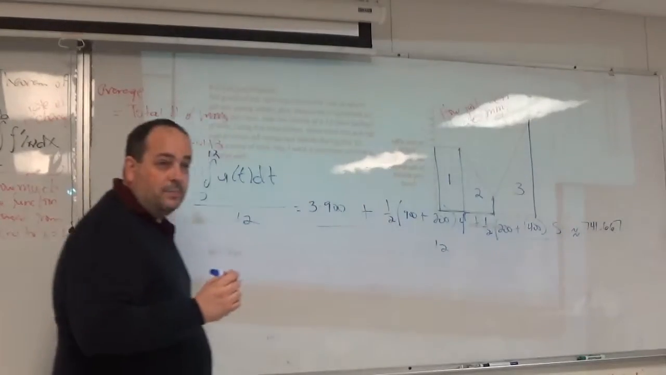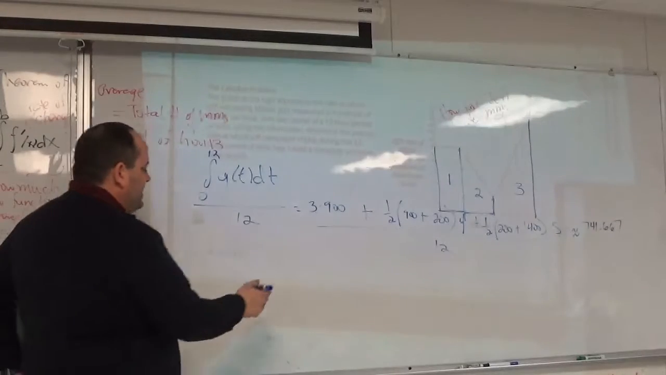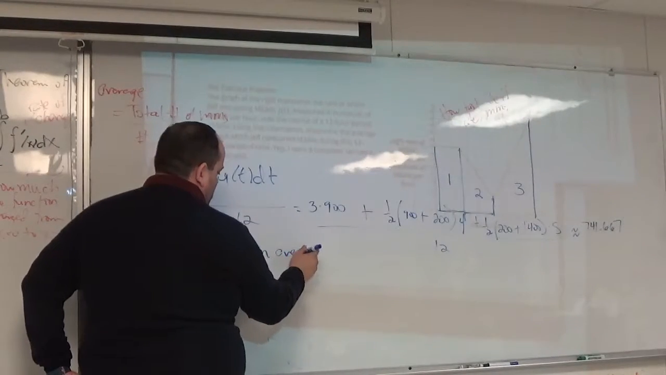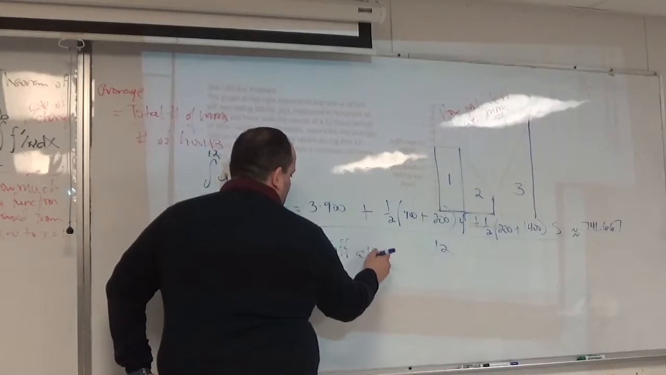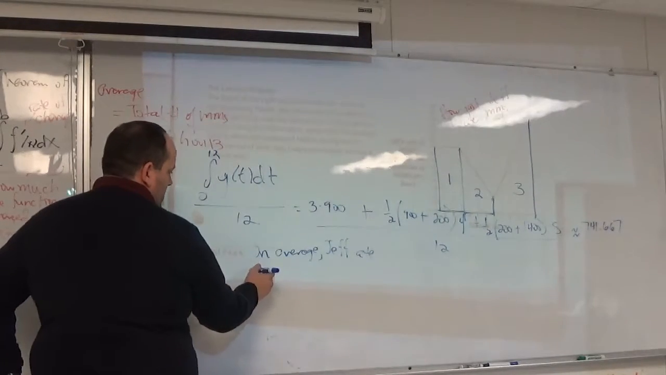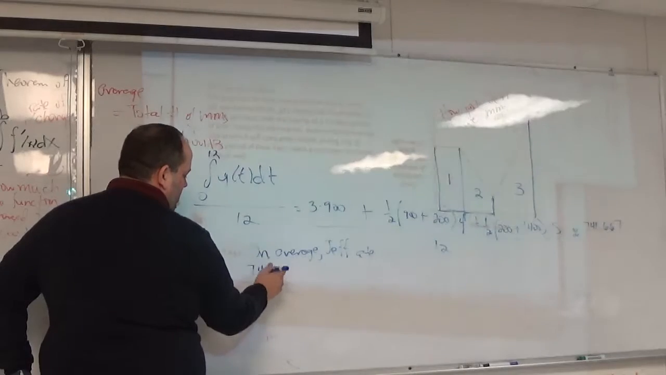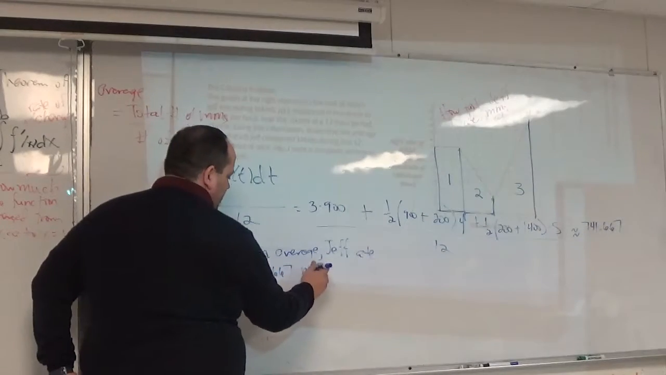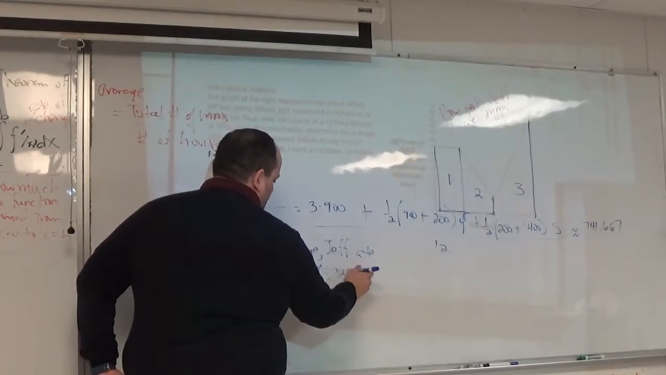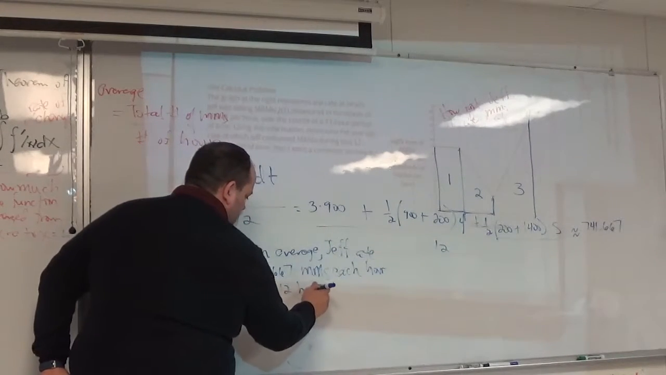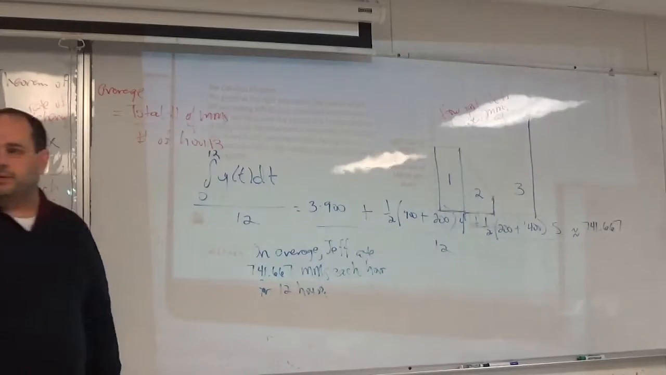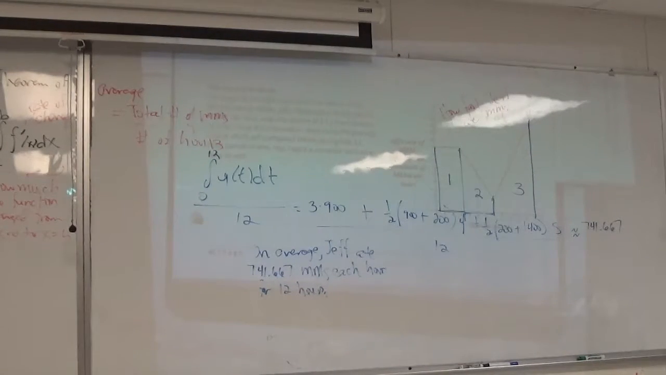741.667 seems to be the number that keeps coming up. Okay, I need the explanation though. So on average, what happened? Jeff ate, on average, 741.667 M&Ms each hour, each hour for 12 hours.